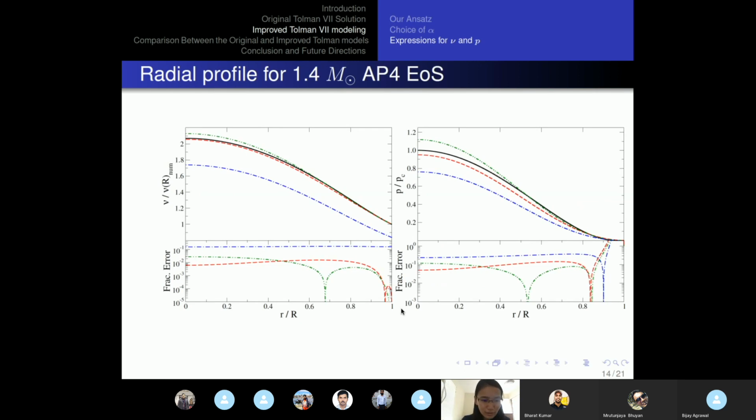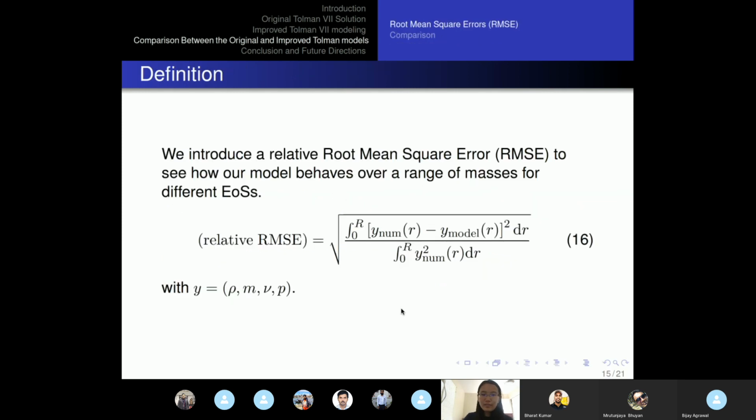You can see that for the gravitational potential nu, it has very good accuracy describing the numerical solutions. And for pressure, maybe it is not perfect for the whole profile, but for the area near the center, our model has a very clear and obvious advantage over the previous original Tolman case.